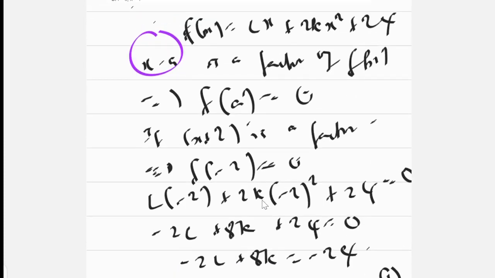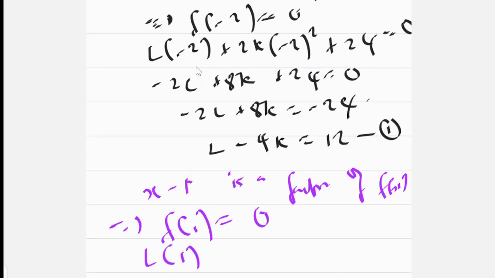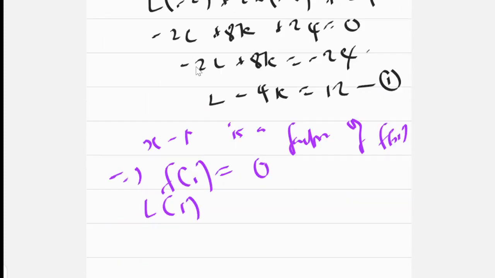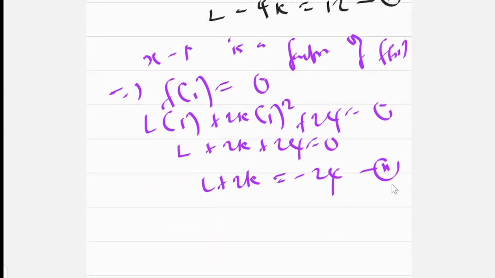Okay, let us find f of 1. Whenever you see s, you put 1, that is L into 1 plus 2k into 1 squared plus 24 is equal to 0. That is L plus 2k plus 24 equals 0. L plus 2k equals minus 24. You can call this equation 2. Then you can now combine the two equations together.